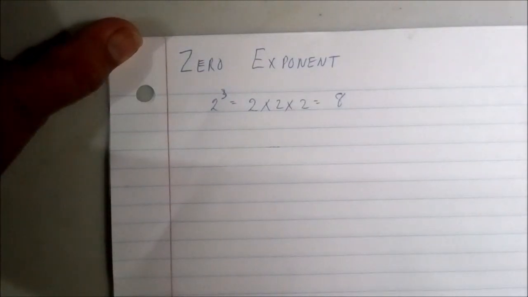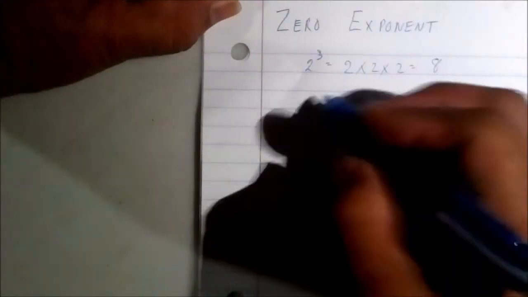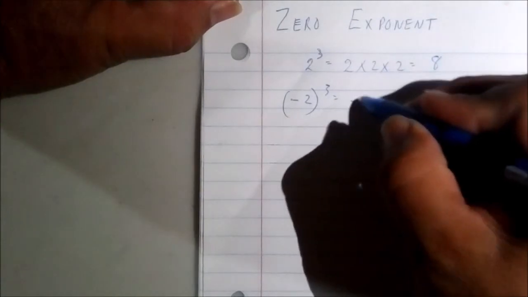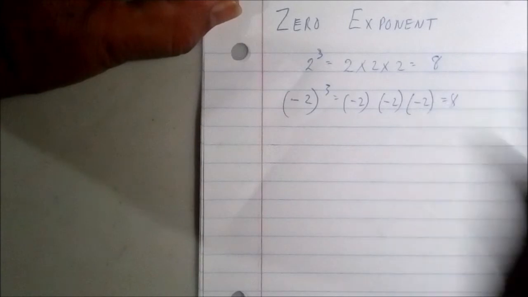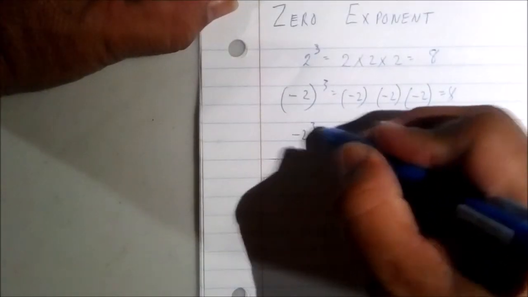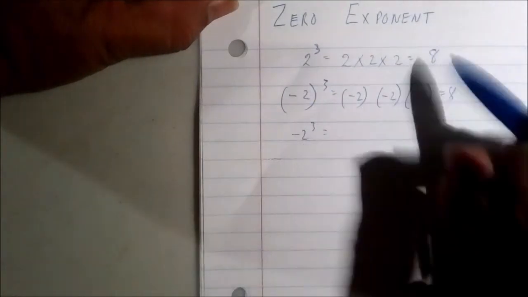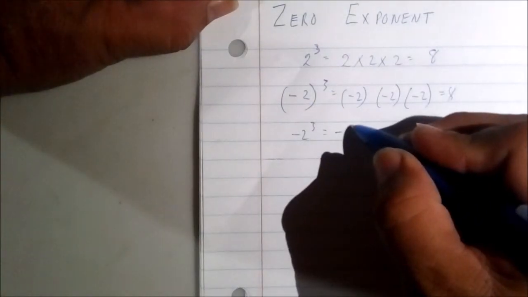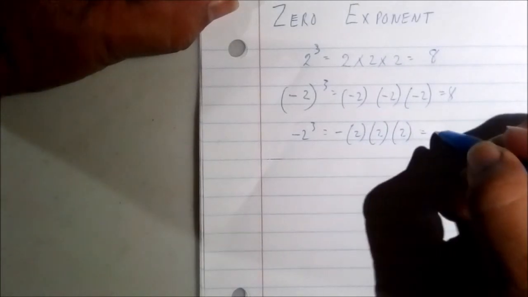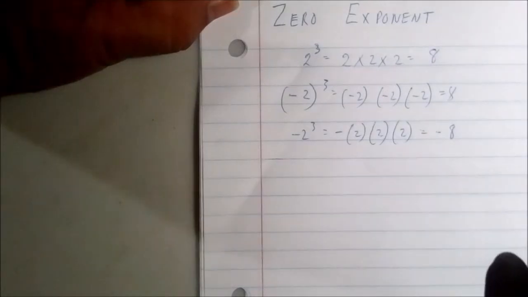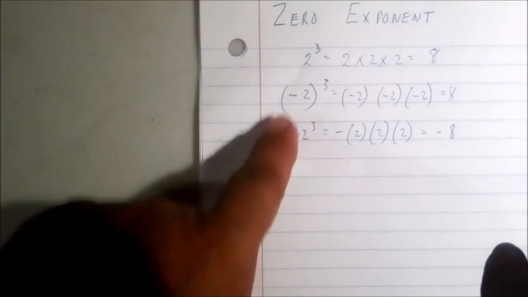That is true. Now when we have (negative 2) to the third power, that becomes negative 2 times negative 2 times negative 2, which is negative 8. But when we have negative 2 to the third power, notice the difference. We end up with negative 2 times 2 times 2, which gives us negative 8. There's a major difference. Here we cube the negative.